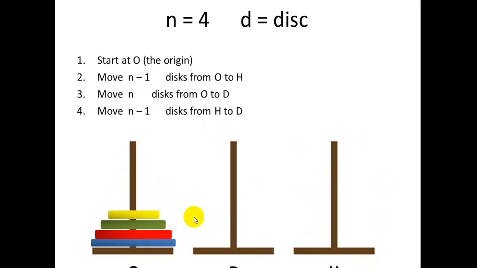And let's see what those numbers actually entail. So it's 3 discs from origin to holding, leaving us with 1 disc, which is going to go from origin to destination. And now we look at our holding peg and we move the remaining 3 discs from H to D. And that's the simplistic version of the Towers of Hanoi.